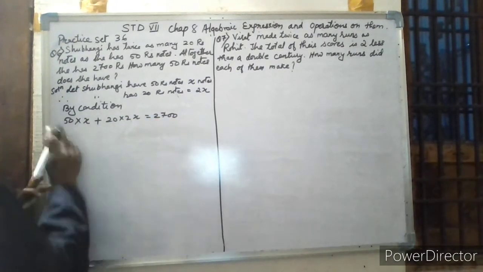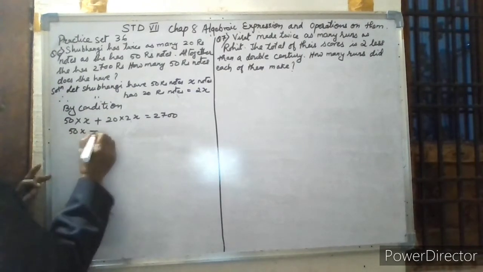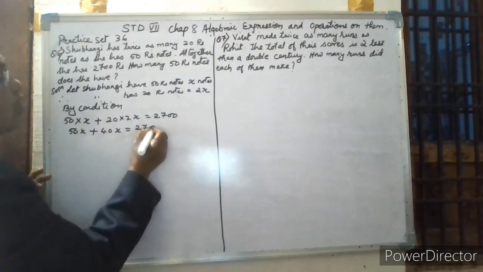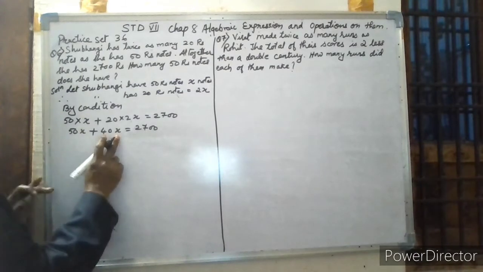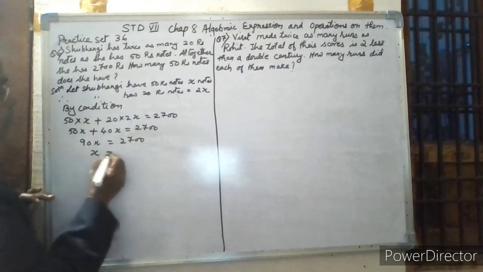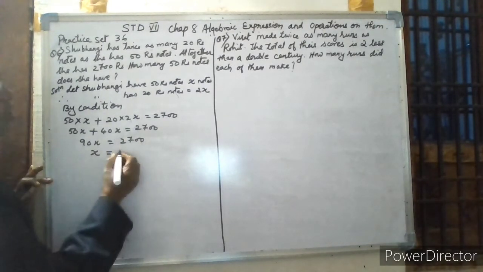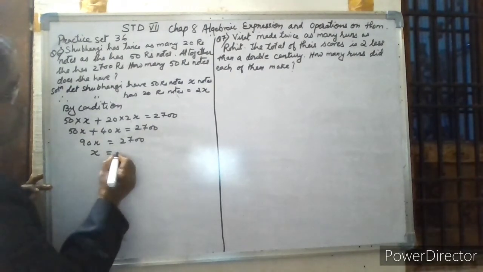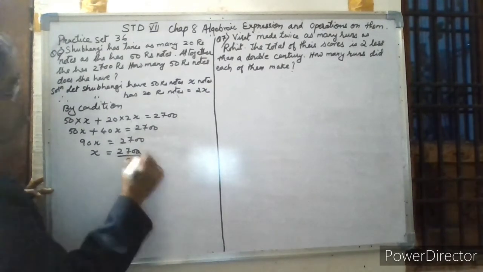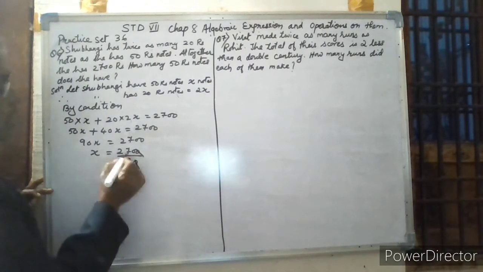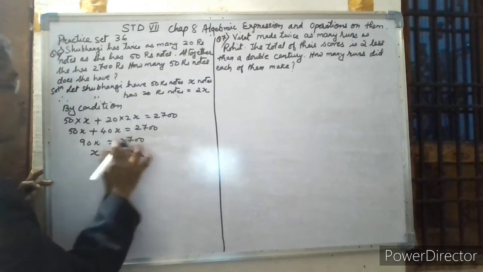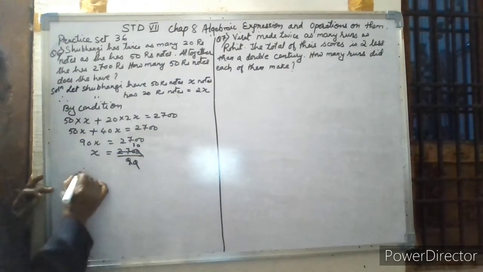So 50 into x will give you 50x plus 20 into 2x is 40x, equal to 2700. 50x plus 40x will give you 90x. This is equal to 2700. So x is equal to 2700 divided by 90. This 10, this 10 gets cancelled. So 9 ones are 9, 9 threes are 27, 30. Therefore x value is equal to 30.